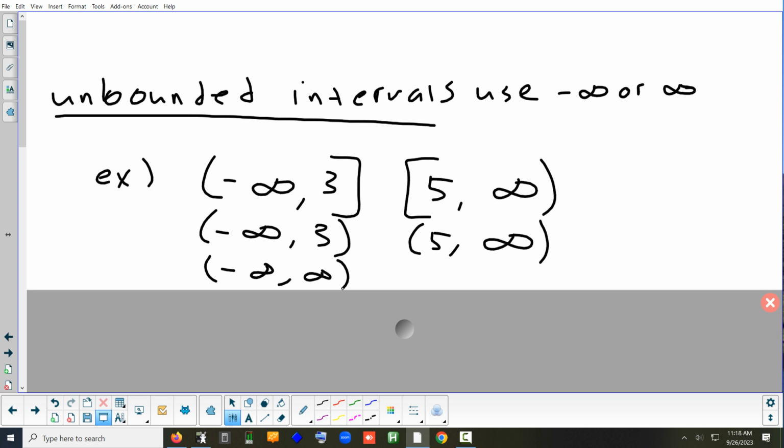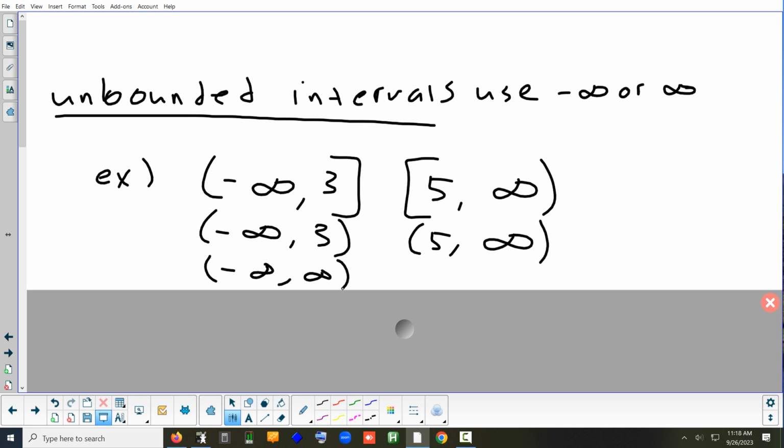So could you have, let me think, could you have an unbounded interval that is closed? You can't, because you can never reach infinity. Unbounded means there's an infinity. When you put an infinity, that means you automatically need a parenthesis. Well, if you put a parenthesis, then it's not closed. So you can't have an unbounded closed interval.